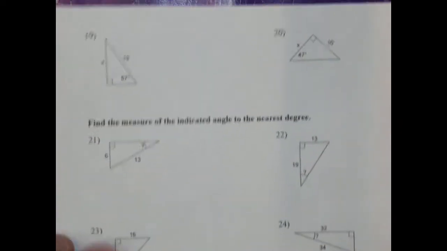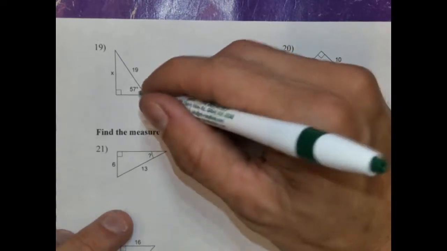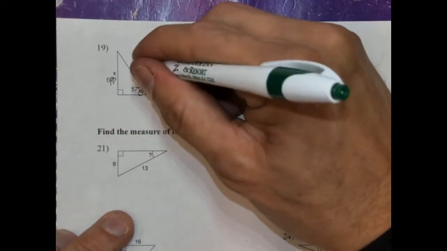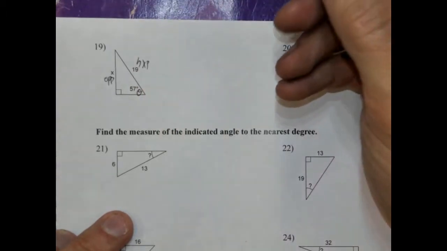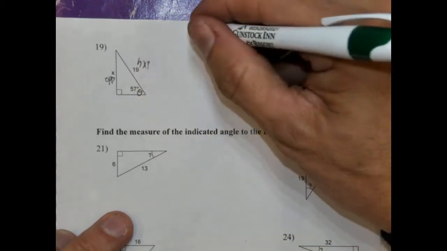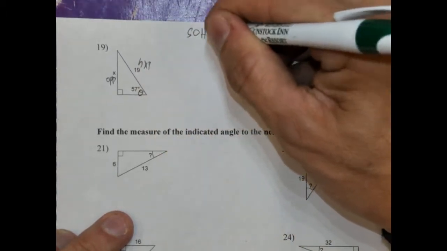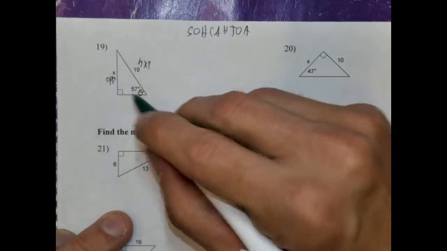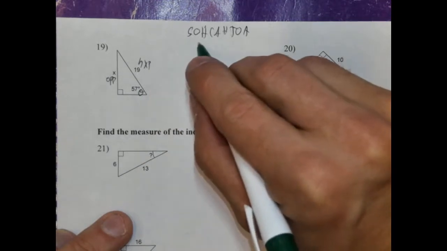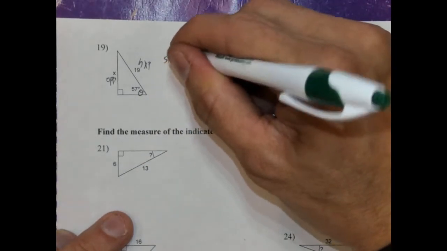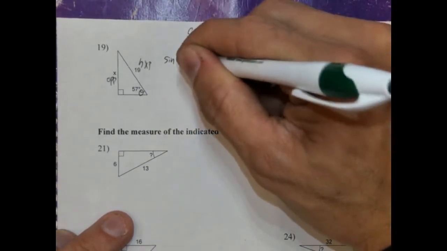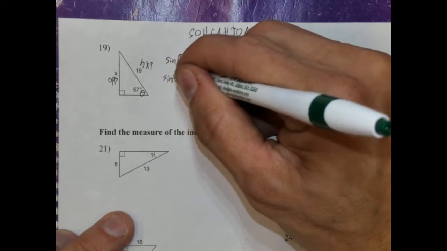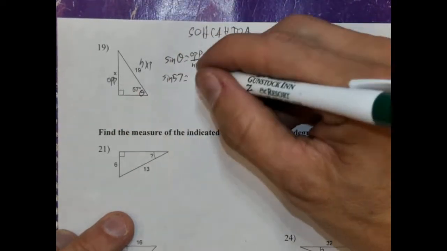So we have 19 here. Here's our theta. This is our opposite. And this is our hypotenuse. Okay. So opposite. Oh, let's write our function on here. SOHCAHTOA. Okay, so opposite over hypotenuse is a sine function. So sine of theta equals opposite over hypotenuse. Sine of 57 degrees equals x over 19.